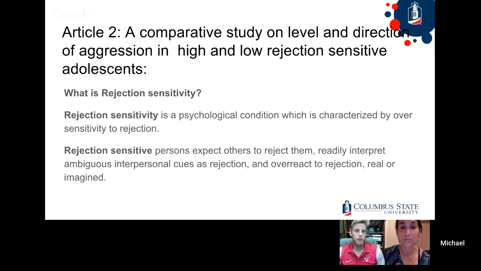Article 2: A comparative study on level and direction of aggression in high and low rejection sensitive adolescents. What is rejection sensitivity? Rejection sensitivity is a psychological condition which is characterized by oversensitivity to rejection. Rejection sensitive persons expect others to reject them, readily interpret ambiguous interpersonal cues as rejection, and overreact to rejection, real or imagined.